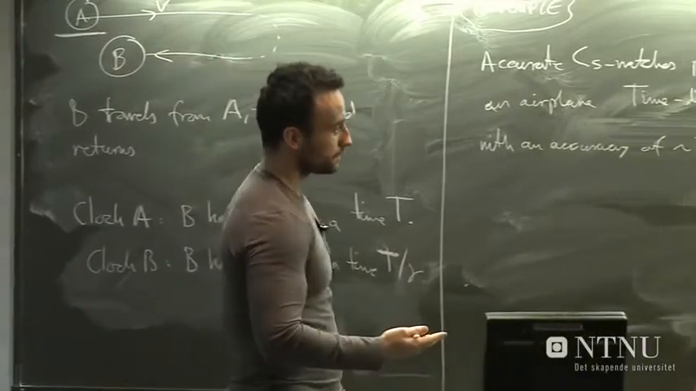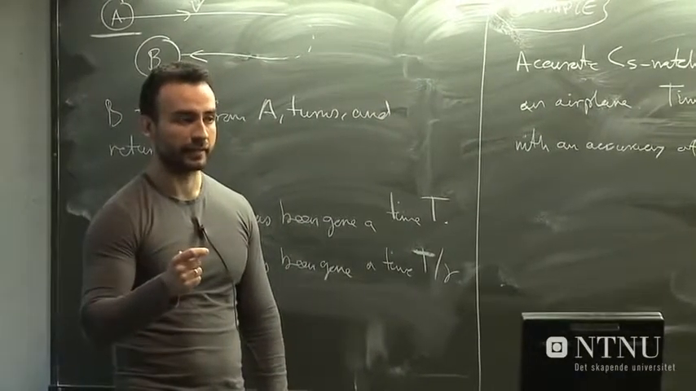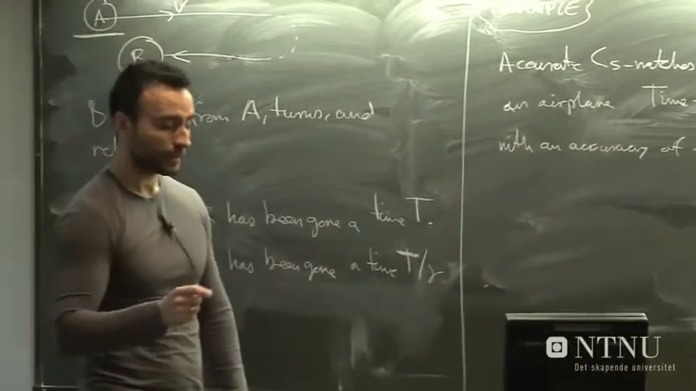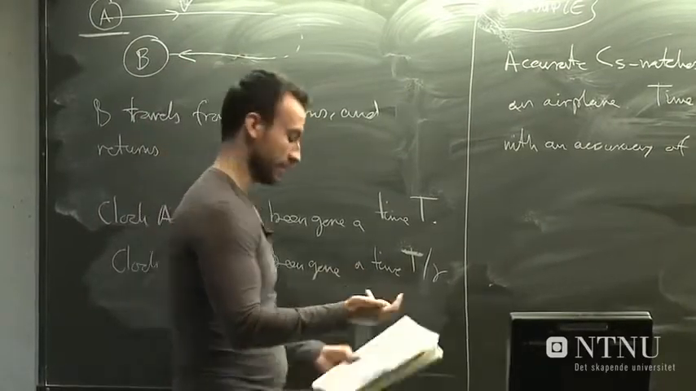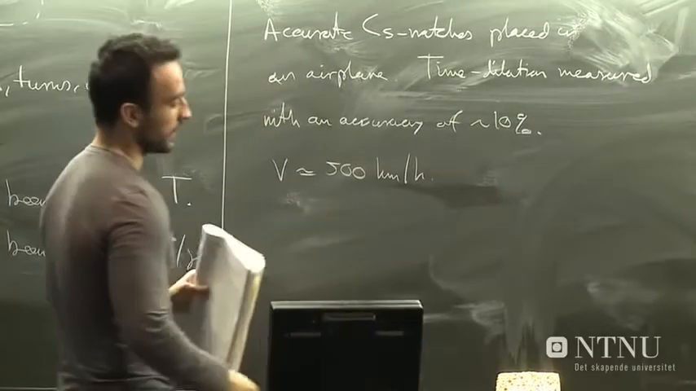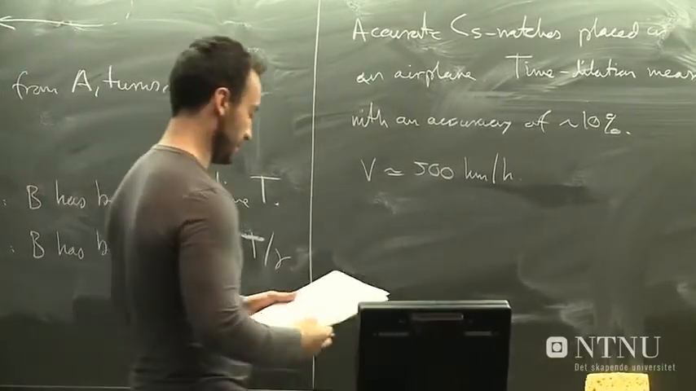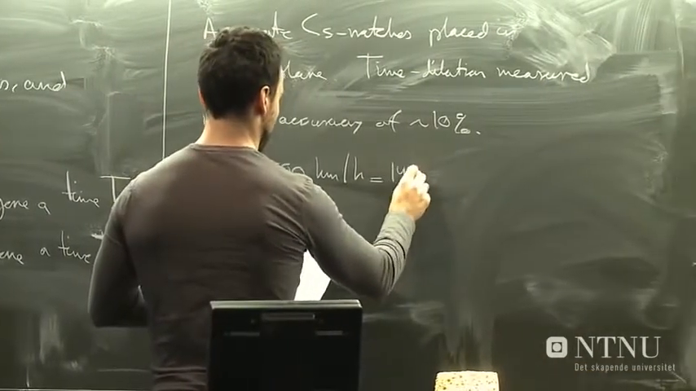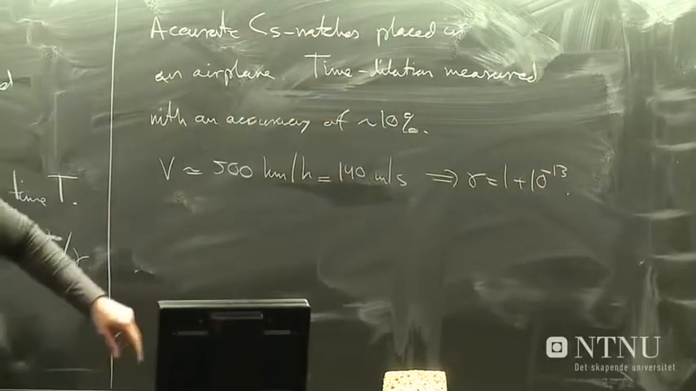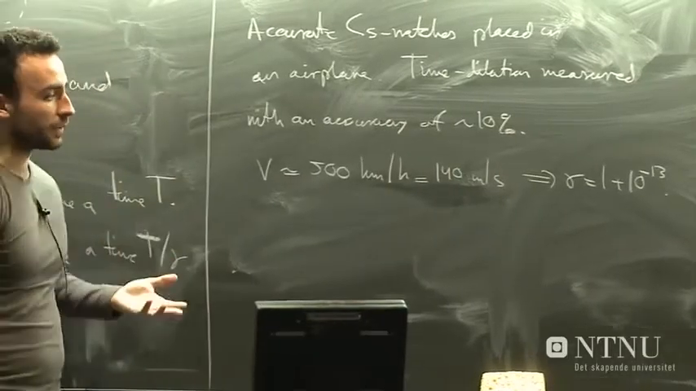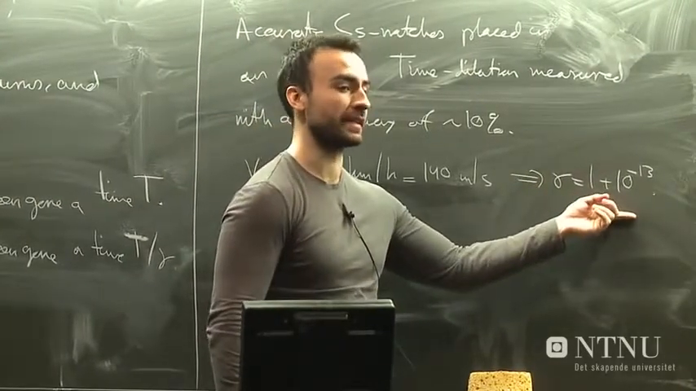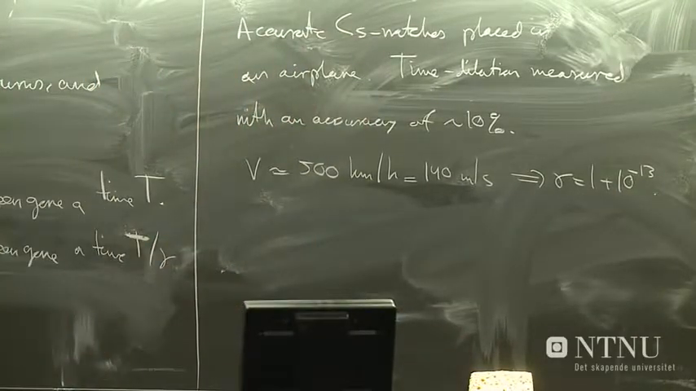And airplanes move reasonably fast, so it's possible that we might be able to measure the time dilation effect in airplanes by using extremely accurate watches, such as these cesium atomic clocks. So if you place one of these clocks in an airplane and then measure the time dilation effect, typical numbers would look something like this. The velocity of the airplane, let's say 500 kilometers per hour, as a ballpark estimate. Well, that's 140 meters per second, and if you plug that into the formula for gamma, with the ratio between the velocity and the speed of light, you get a gamma factor which is 1 plus 10 to the power of minus 13. So it's a very small effect, but it might be measurable.